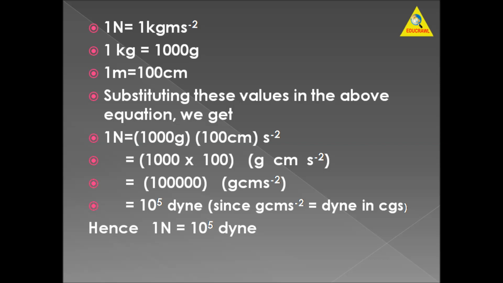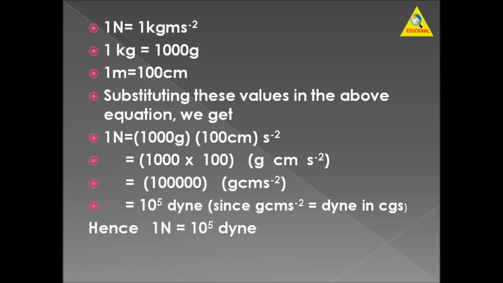Now I am taking the equation 1 Newton is equal to 1 kilogram meter per second square. Here I am going to convert the values of kilogram and meter to gram and centimeter. We know that 1 kilogram is equal to 1000 grams and 1 meter is equal to 100 centimeter. Hence when we substitute these values, we get 1 Newton is equal to 1000 gram into 100 centimeter per second square, or s power minus 2.